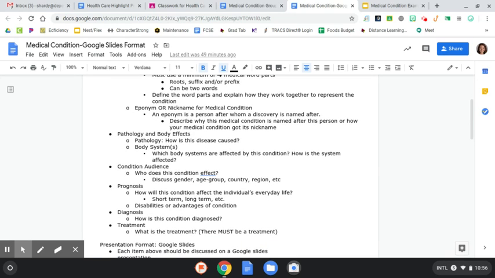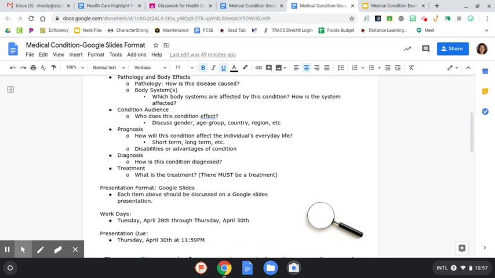Condition audience. So, your disease might just affect people who live in Wisconsin. Your disease might just be for females or for males, or maybe a certain age range, or maybe it's people who do a certain activity. Again, creativity, you can be as creative as you want for the condition audience.